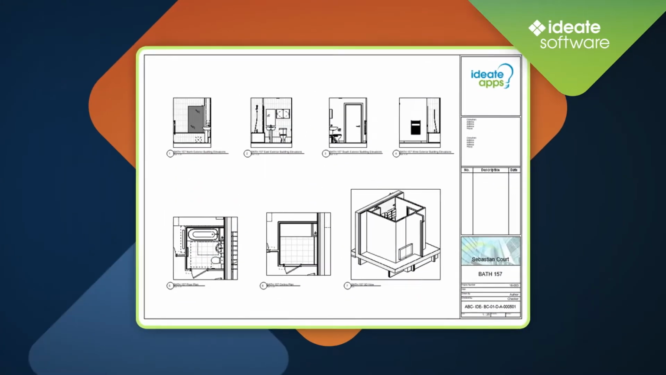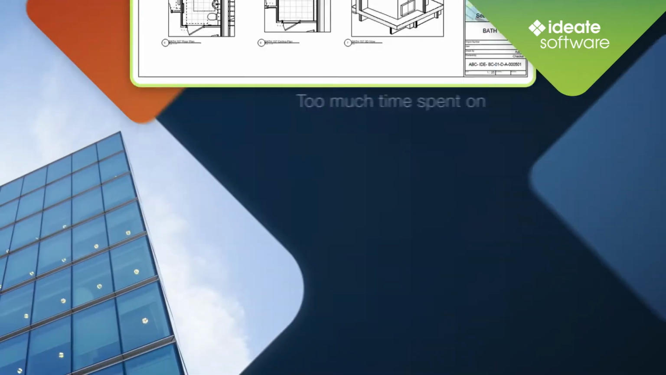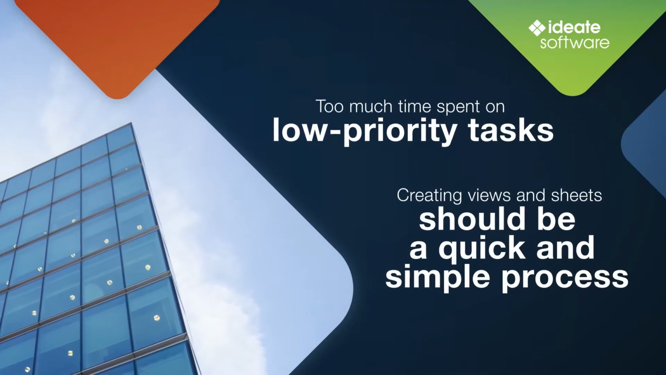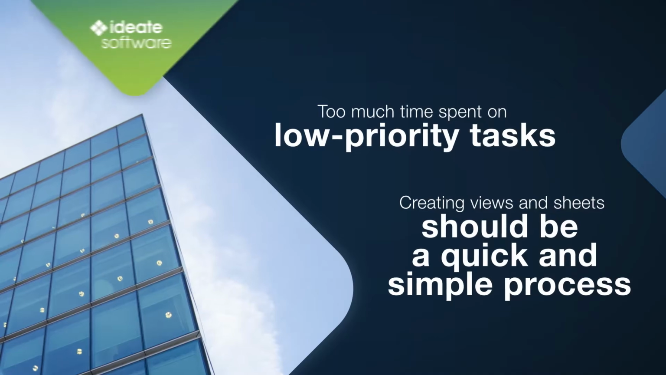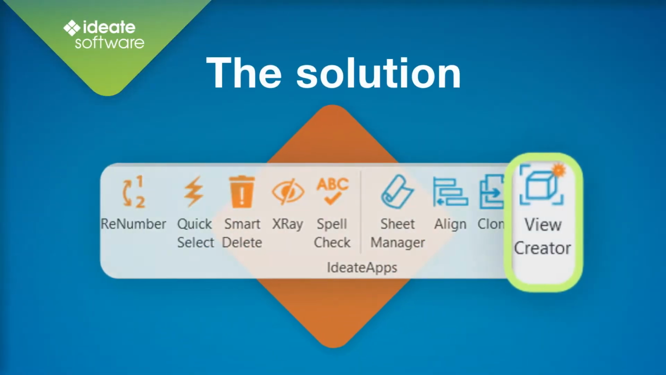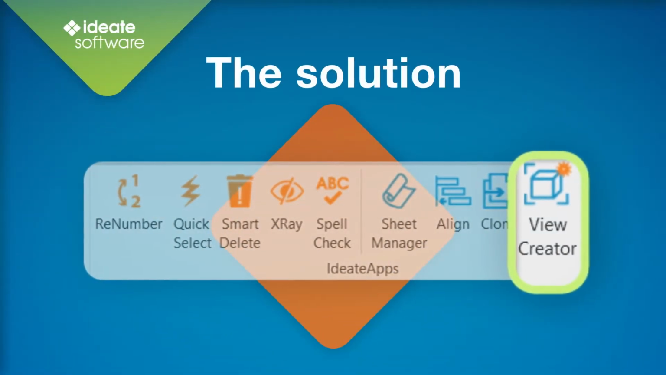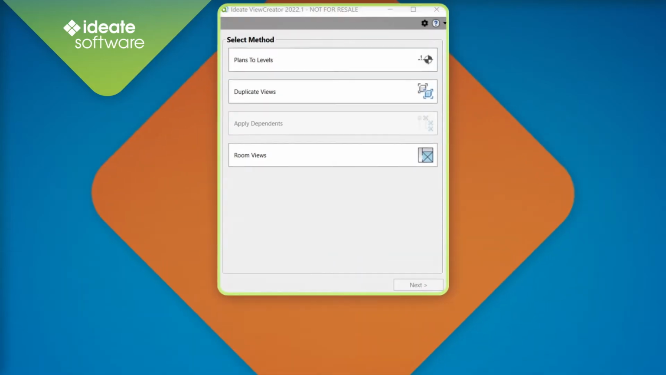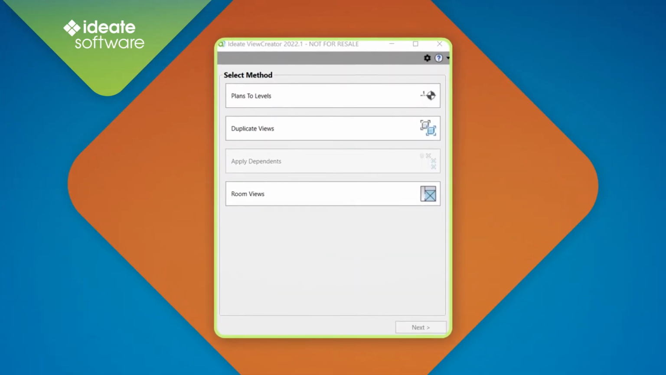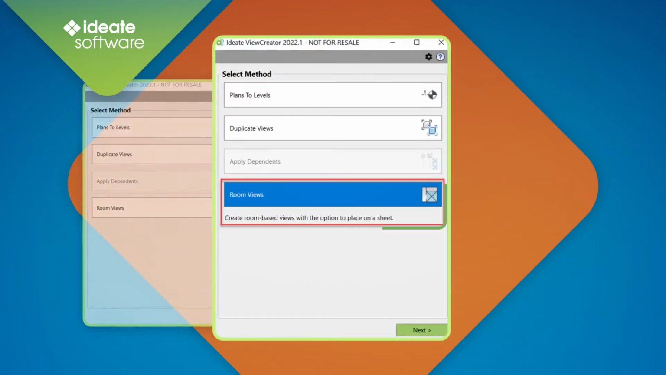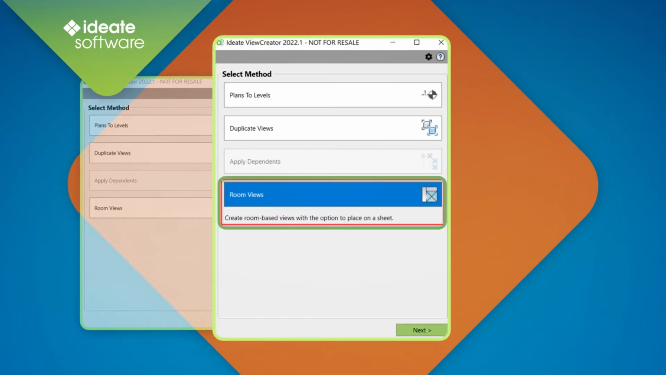Creating a drawing set like this can take a lot of time, especially if you have multiple sheets to create, which can cause delays and missed deadlines. With Ideate ViewCreator, one of our productivity tools that form Ideate Apps, you have several options to automate the creation of Revit views. In this video, we're going to focus on the room views method.